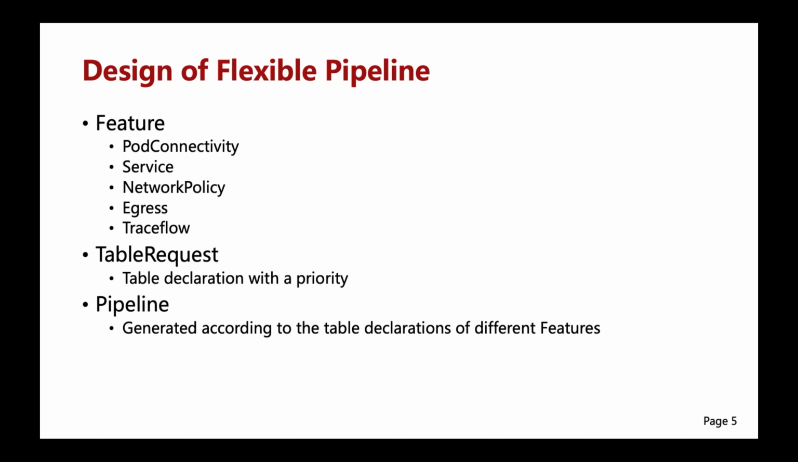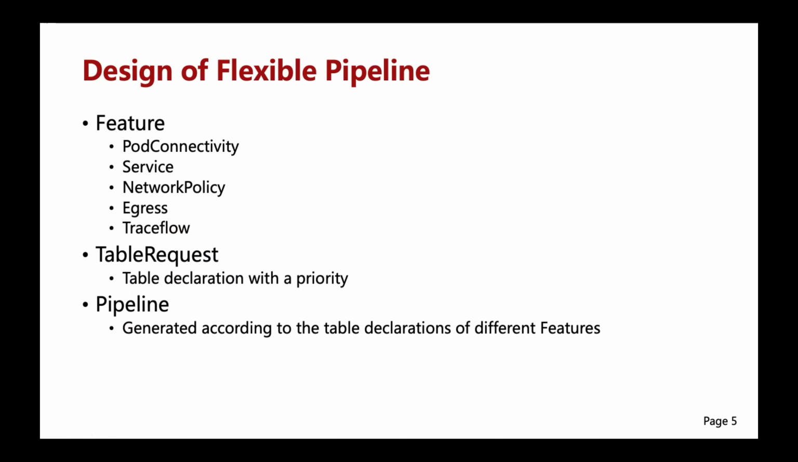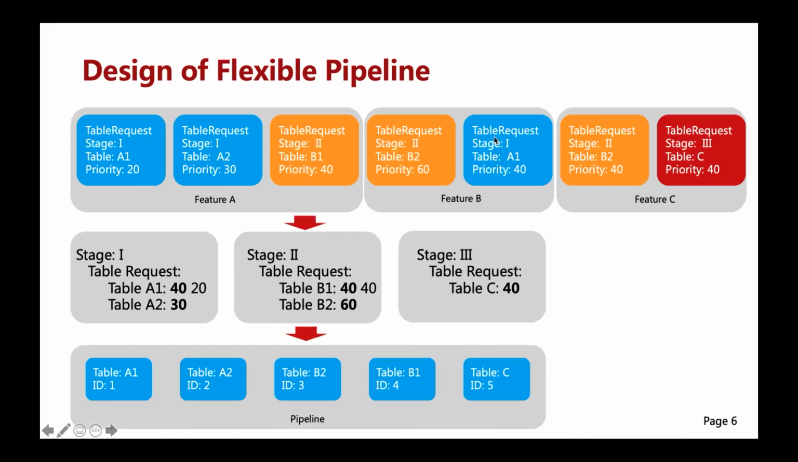In addition, the order of stages is fixed, like this. The order of these stages is fixed, but the tables within a stage are determined by their priority. According to the priorities in every stage, the final pipeline will be generated with table IDs allocated. This is a simple example.